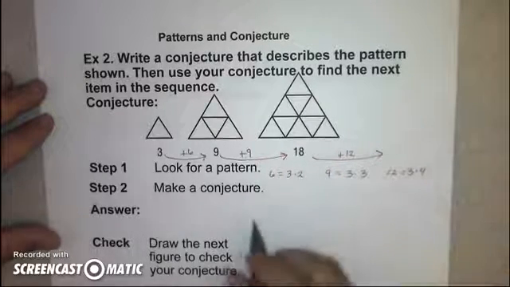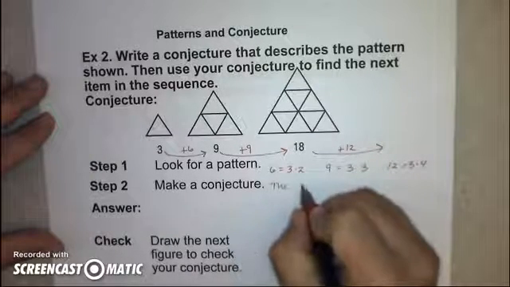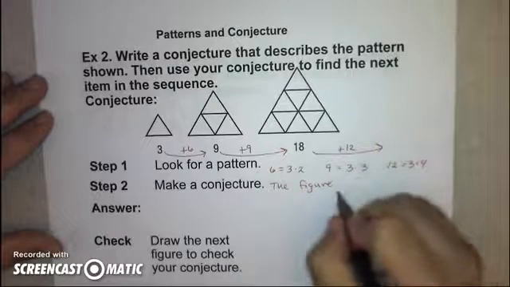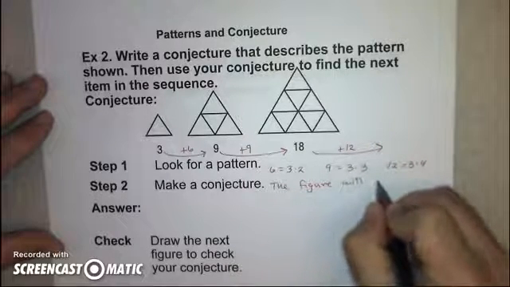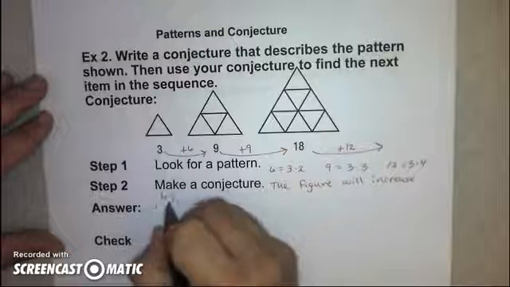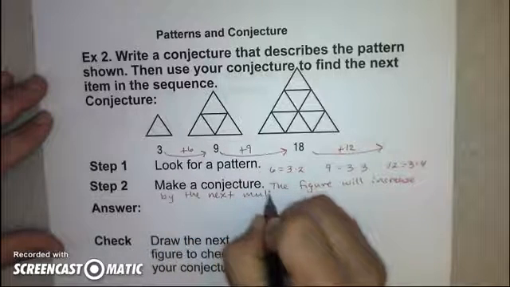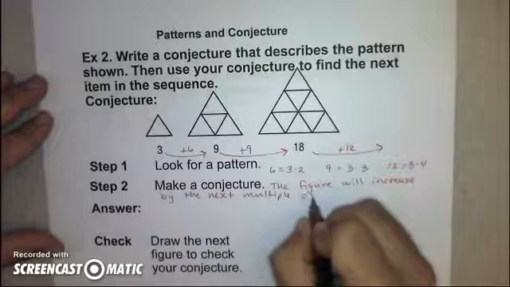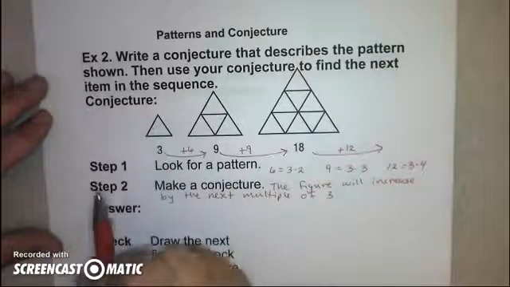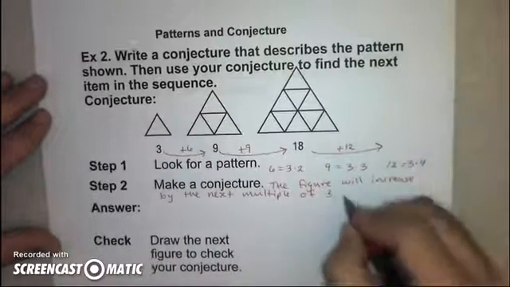So our conjecture could be this. The figure will increase by the next multiple of 3. And that's kind of based on the fact that there are 3 sides to a triangle. So when we make our triangle bigger, we're increasing by the next multiple of 3.